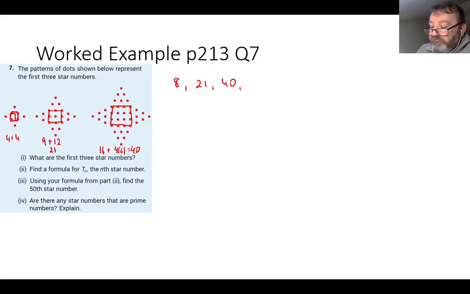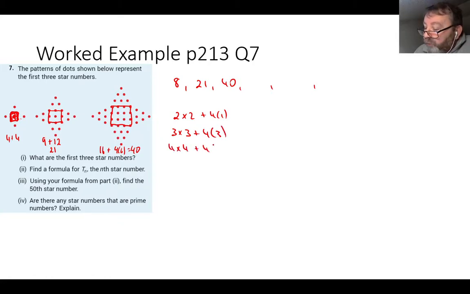If this is a 2 by 2, there's a 2 by 2 in here. Let's see if we can work out a rule. I want to generate the next 2 terms. So let's take the first one. It's a 2 by 2 plus 4 singles. The next one is a 3 by 3 at the center plus 4 triangles containing 3 dots each. The next one is a 4 by 4 and 4 triangles containing 6 each.